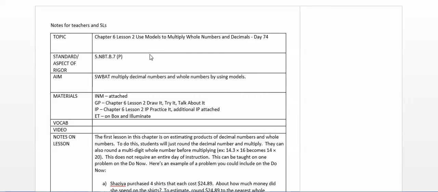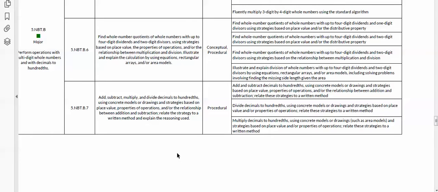Alright, we're going to look at Chapter 6, Lesson 2, using models to multiply whole numbers. This is day 74. The standard is 5.NBT.B.7. Go ahead and, if you haven't yet, review the standard. Go ahead and pause the video to do that. Okay. The standard says using concrete models or drawings and strategies based on place value.